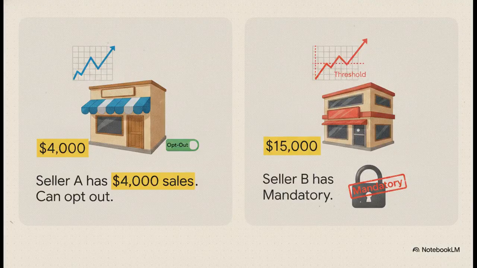So, who actually has to play by these rules? Well, every new seller is automatically enrolled. However, if you're a smaller shop like Seller A here, making about $4,000 in annual sales, you have the complete freedom to opt out. But, and this is a big but, the moment your shop crosses the magic threshold of $10,000 in sales during any consecutive 365-day period, the rules completely change. Take a look at Seller B, making $15,000. For them, participation in Offsite Ads becomes mandatory for the lifetime of their shop. They literally can never opt out.